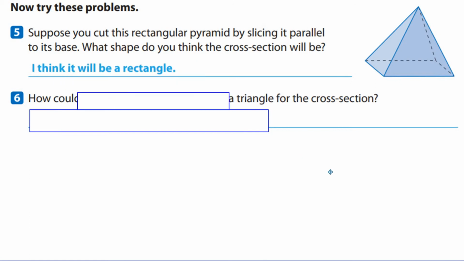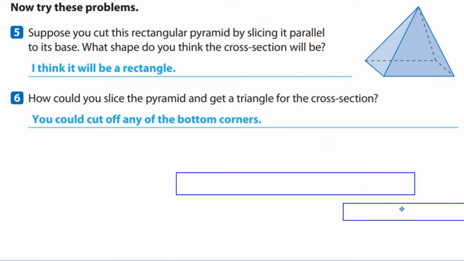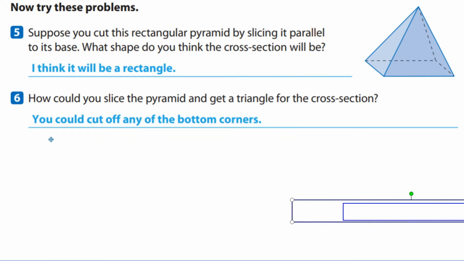Question 5, the answer will be a rectangle, right? That means if I slice it this way, it'll be a rectangle. Can everybody see that? Okay. Question 6, how could you slice the pyramid and get a triangle for the cross section? You could cut off any of the bottom corners. Think about that. If I cut off any of the bottom corners, you'd get a triangle.